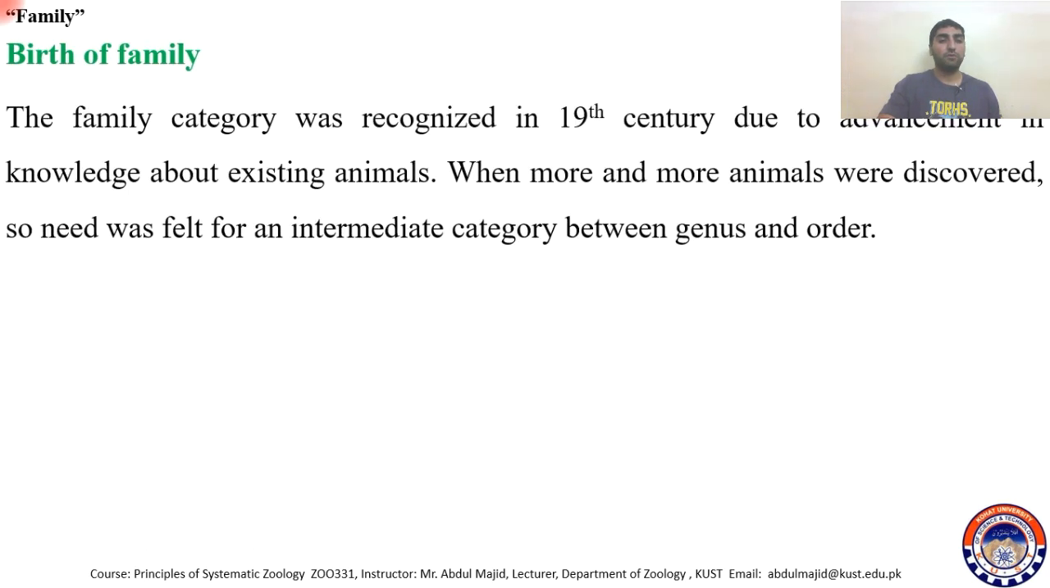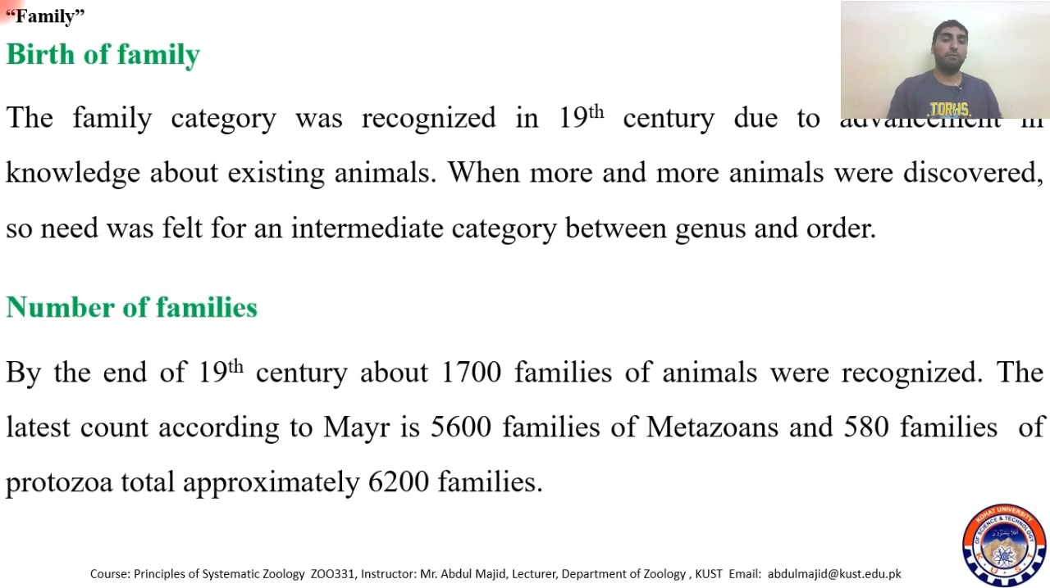Birth of family. The family category was recognized in the 19th century due to advancement in knowledge about existing animals. When more and more animals were discovered, the need was felt for an intermediate category between genus and order, and then it was added. Number of families: by the end of the 19th century, about 1700 families of animals were recognized. The latest count, according to Mayr, is 5,600 families of metazoans and 580 families of protozoa, a total of approximately 6,200 families recognized.